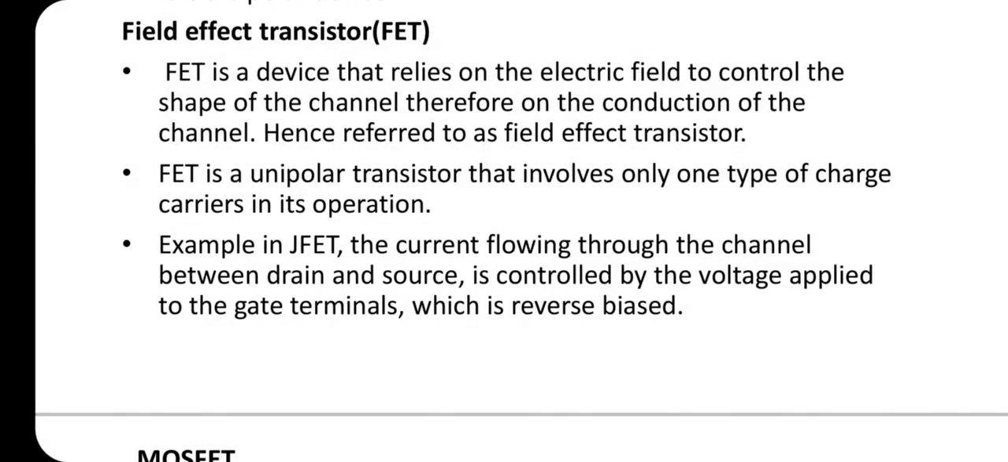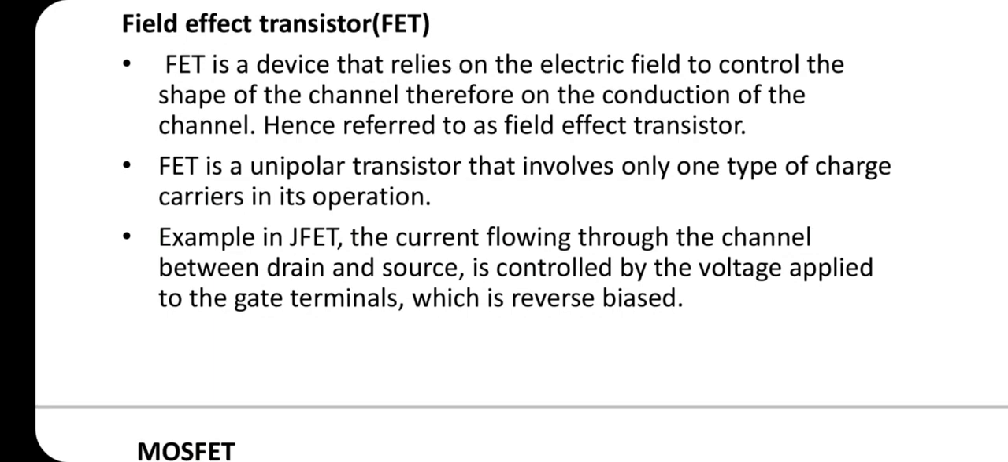FET is a device that relies on the electric field to control the shape of the channel, therefore the conduction of the channel, hence referred to as field effect transistor. FET is a unipolar transistor that involves only one type of charge carriers in its operation. Example, in JFET, the current flowing through the channel between drain and source is controlled by the voltage applied to the gate terminals, which is reverse biased.